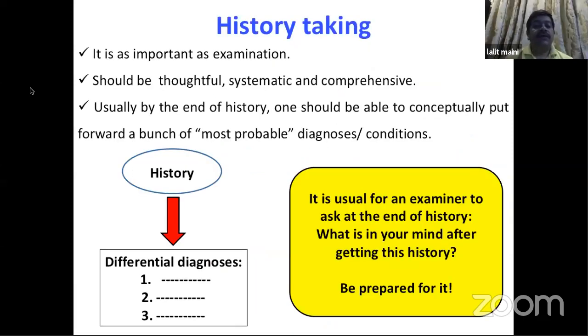History taking is as important as examination. It should be thoughtful, systematic, and comprehensive. Usually by the end of history, one should be able to conceptually bring forward a bunch of probable diagnoses, or what condition we're dealing with. We need to have some amount of differential diagnosis in our mind, 1, 2, 3. It is usual for an examiner to ask at the end of the history, what is in your mind after getting this history? Be prepared for it.